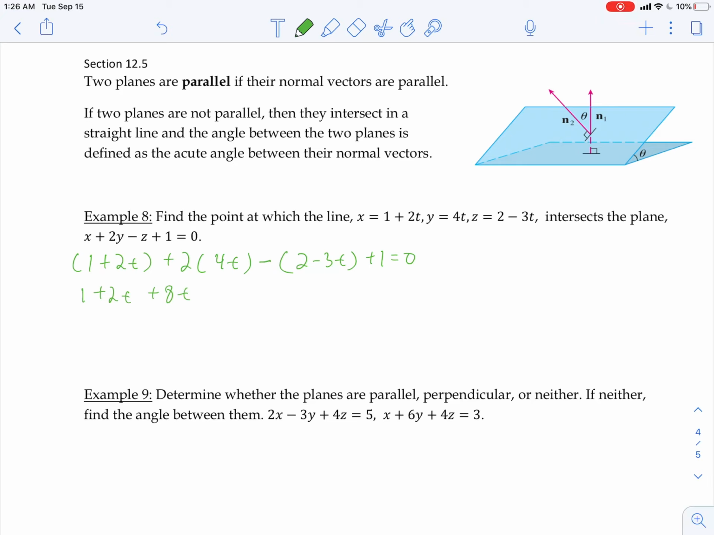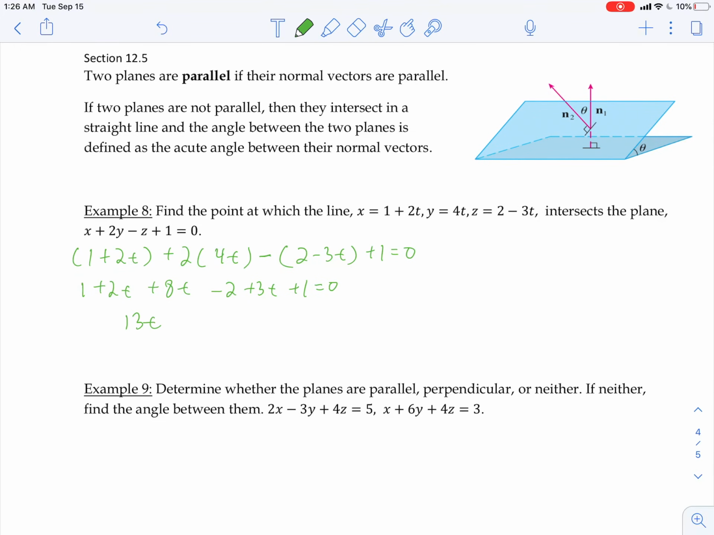And so we get 1 plus 2t plus 8t minus 2 plus 3t plus 1 equals 0. Then combine all of our t's: 2 plus 8 plus 3 gives us 13t. Combine 1 minus 2 plus 1, and that gives us 0. So t equals 0. Now, t equals 0 is where the line is going to intersect the plane.